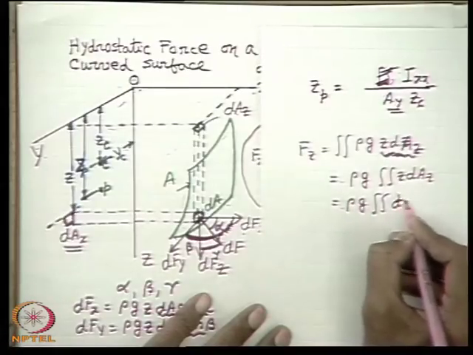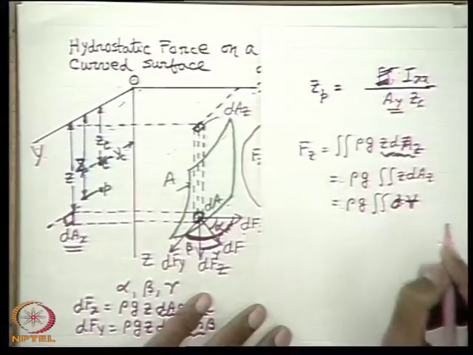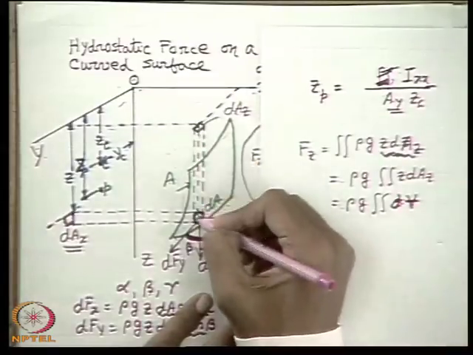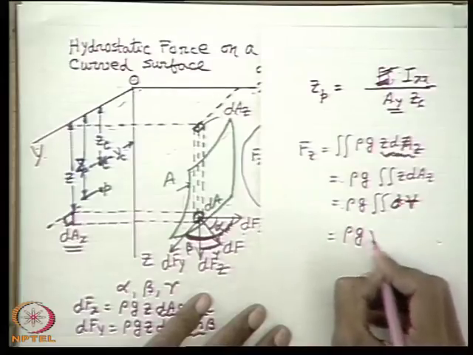I will always use V with a cut as volume because V will be used for velocity afterwards. So this is the elemental volume of this prismatic fluid element. So this is simply rho g V.